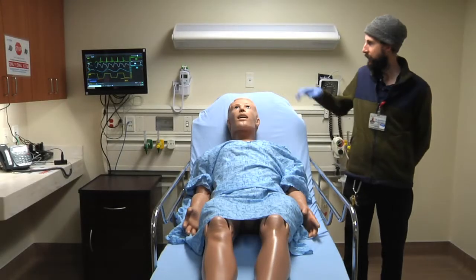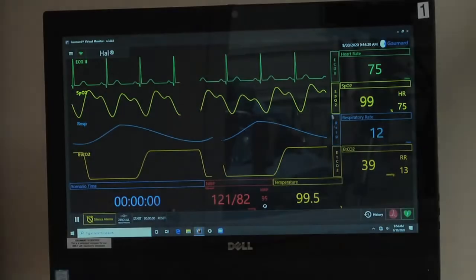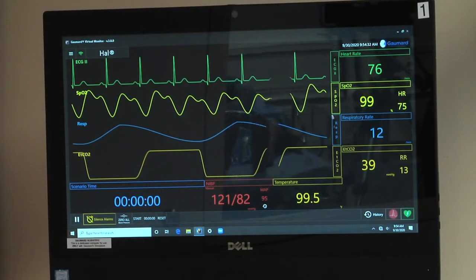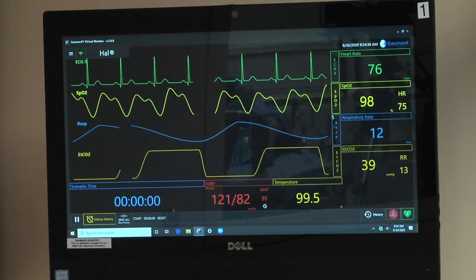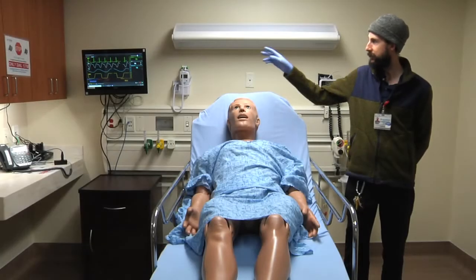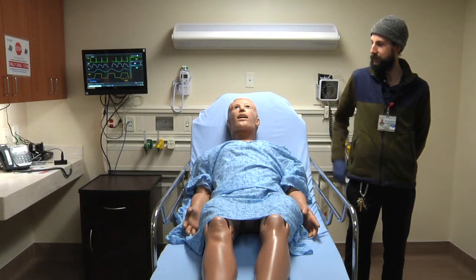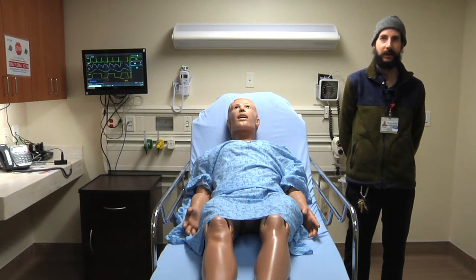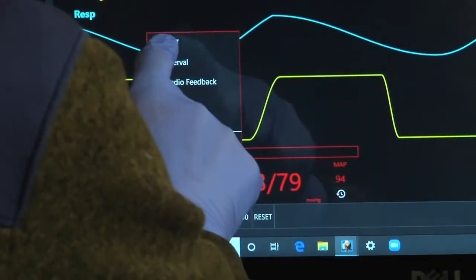Alrighty, so let's go ahead and talk about our patient monitor. So your patient monitor will display patient's heart rate, your SpO2, respirations, blood pressure, and temperature. So all vital signs are continuous except for your blood pressure. So if you see a change in your patient's condition, go ahead and recycle that blood pressure. So to recycle your patient's blood pressure, go ahead and tap on the screen and hit stat.